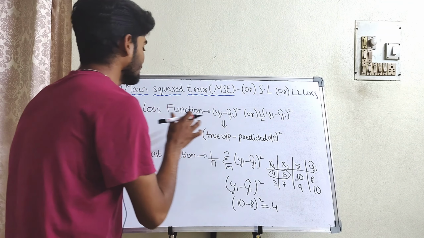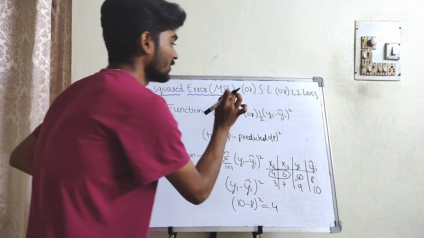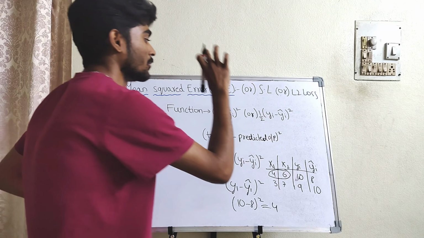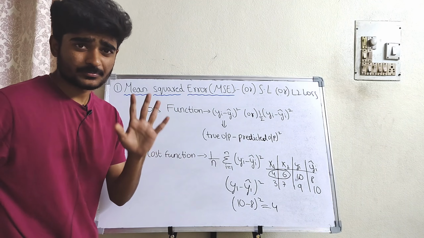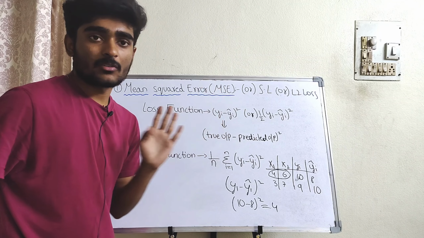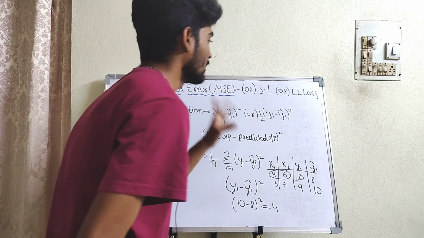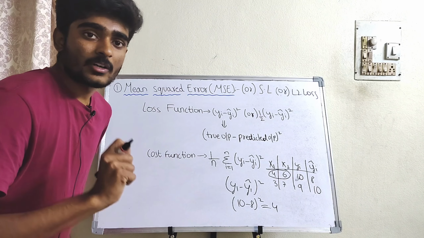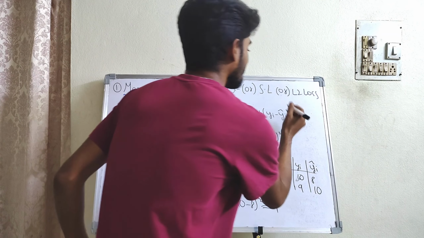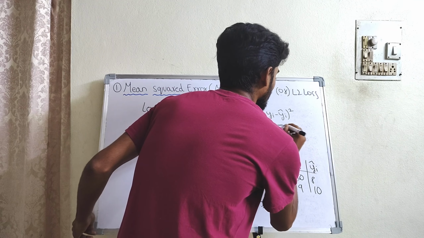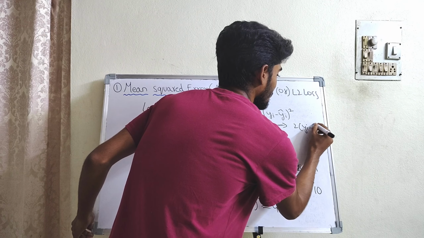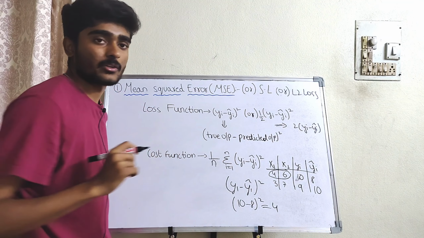Now, beside this, I have also written the loss function formula as 1 by 2 times (y minus y hat) whole square. Why this 1 by 2 is written is that in gradient-based algorithms like gradient descent, you differentiate the loss function. When you differentiate this loss function, it will become 2 into (y minus y hat).